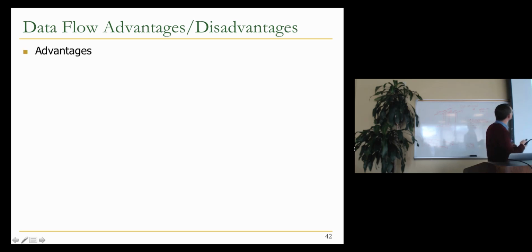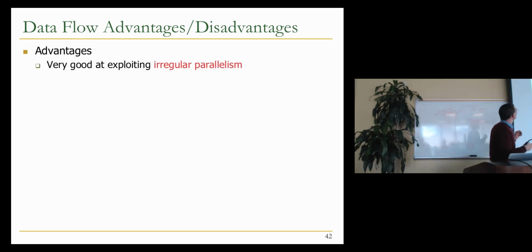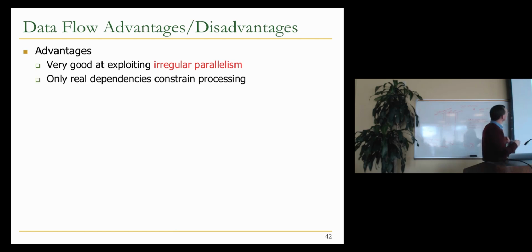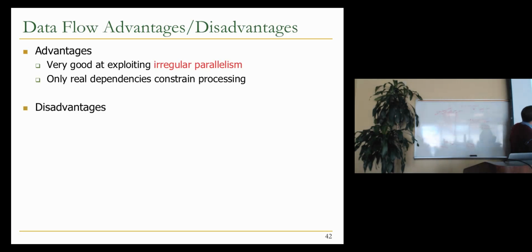Okay. So let me conclude with advantages and disadvantages of data flow. Advantages I've already told you. Very good at exploiting irregular parallelism. This is actually the best model that we know of to exploit irregular parallelism. Regular parallelism, vector parallelism, we'll see that you can exploit in much better and easier ways. And only real dependencies constrain processing. These two are related. That's why you can exploit irregular parallelism very well.